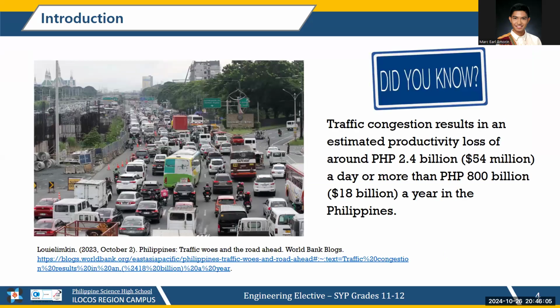So here is an image of a traffic congestion along the intersection of Commonwealth Avenue and University Avenue going to UP Diliman in Quezon City. Did you know that traffic congestion results in an estimated productivity loss of around 2.4 billion pesos? That's around $54 million, and that is per day. So more than 800 billion pesos if we compute in a year.